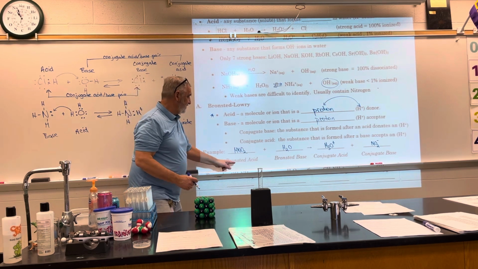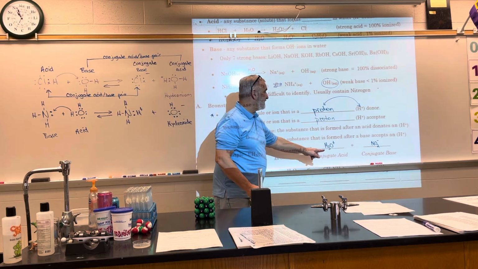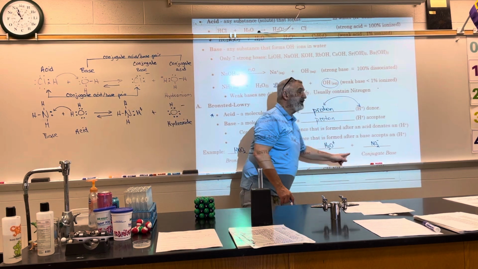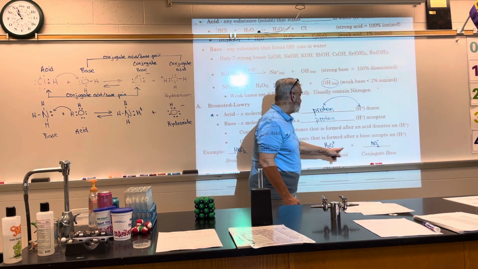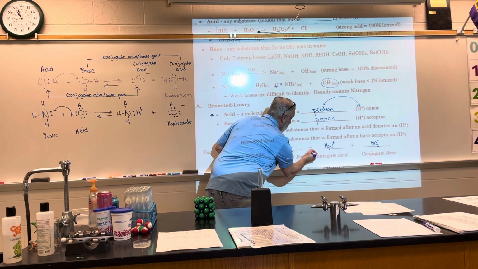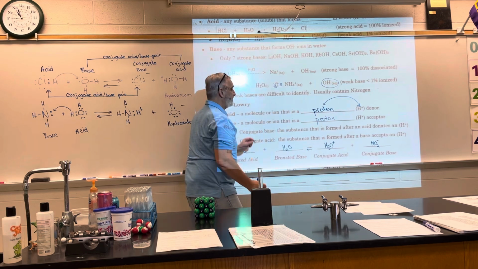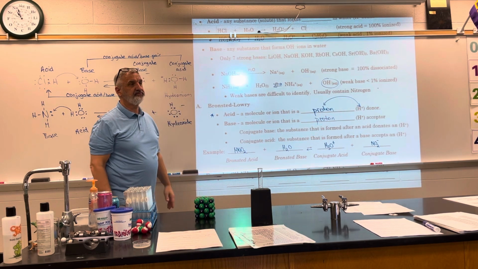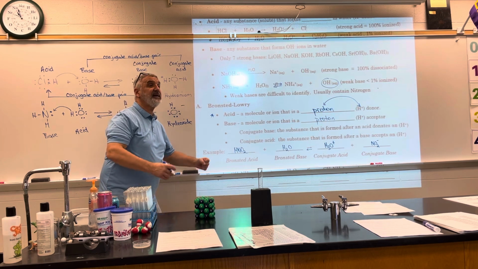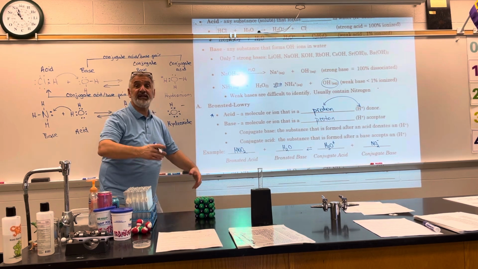So an acid is always going to make a conjugate base. Once it donates the hydrogen, it now has the ability to accept one back. And there really needs to be an arrow coming back here. The reactions can go both ways. So acids make conjugate bases, bases make conjugate acids.